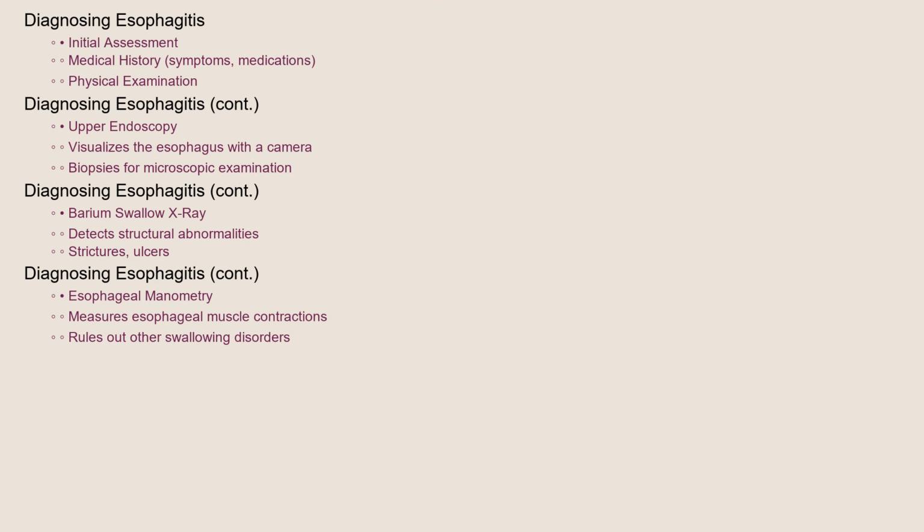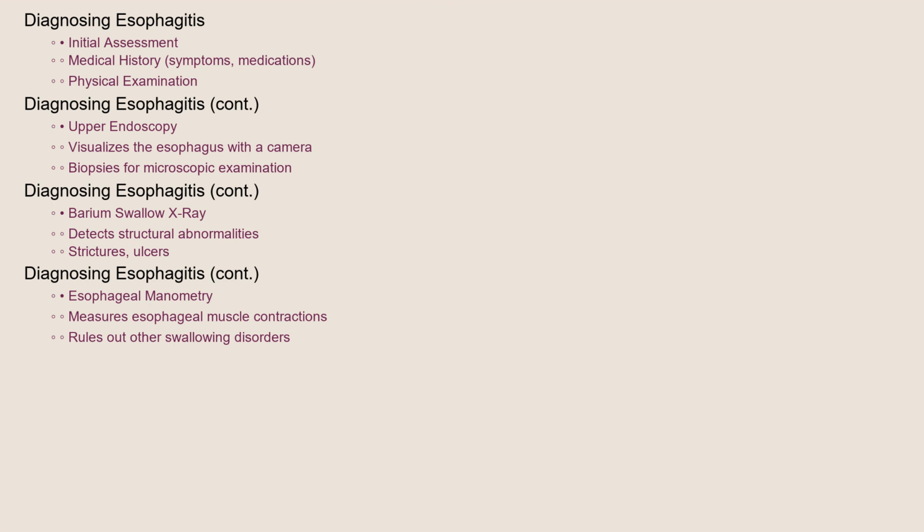The doctor will start by asking about your symptoms, medical history, and any medications you're taking. An upper endoscopy is often performed. This involves inserting a thin, flexible tube with a camera attached down your throat to visualize the esophagus. During the endoscopy, the doctor can also take biopsies, small tissue samples, for microscopic examination. These biopsies can help identify the underlying cause of esophagitis, such as infection or eosinophilic infiltration.